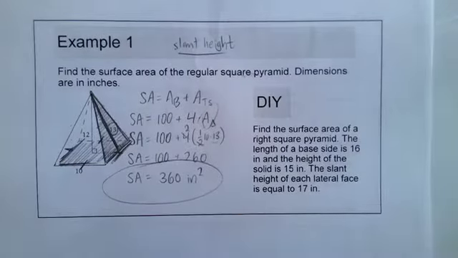This one I will let you do yourself, okay? Find the surface area of a right square pyramid. The length of a base side is 16 inches, and the height of the solid is 15 inches. The slant height of each lateral face is equal to 17 inches.